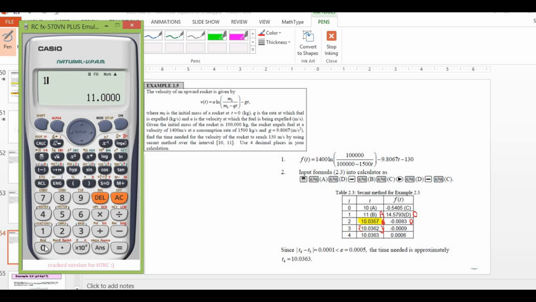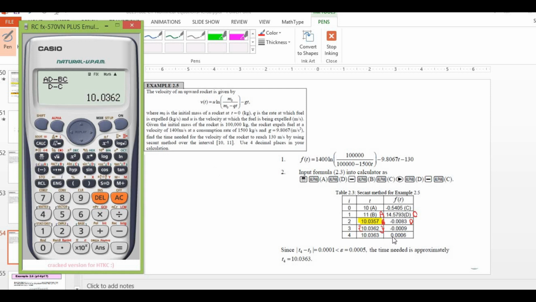So we have 10.0357, and then our last value will be our C here. It should be 14.5793. Okay, so you can see here that we will have our new xi plus 2 here, which is 10.0362. So this is the same thing.